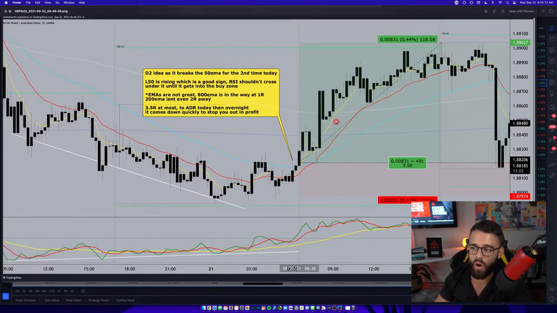Now, it ends up running all day yesterday. In the Asian session last night, it pulled all the way back, but it runs all day yesterday, holding the 8 EMA above the 21. This is the second break of the 50. That's why I like this one better than the Euro USD markup I just showed you.